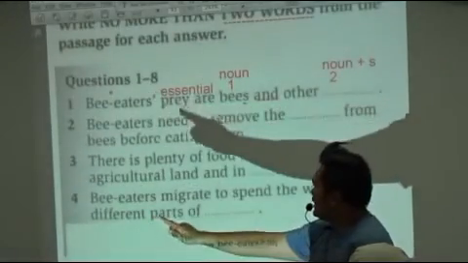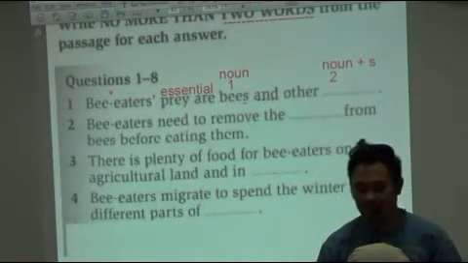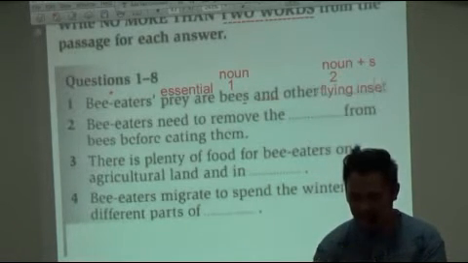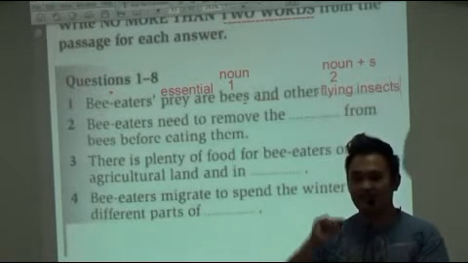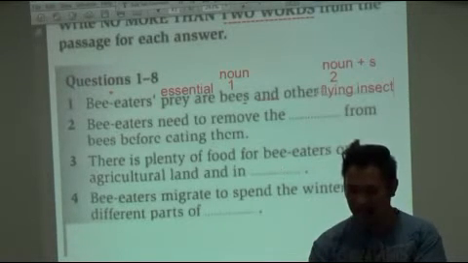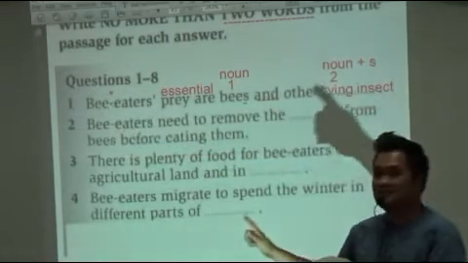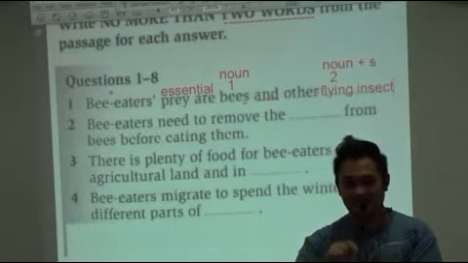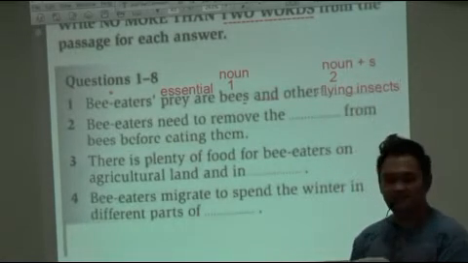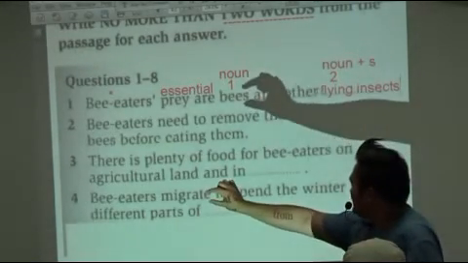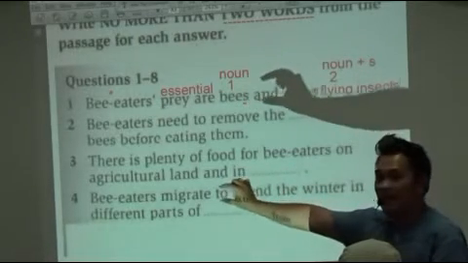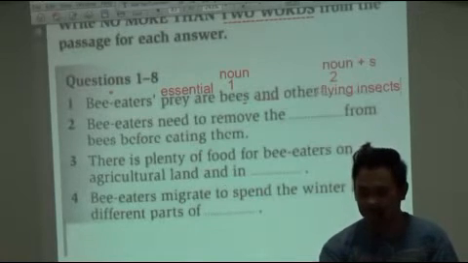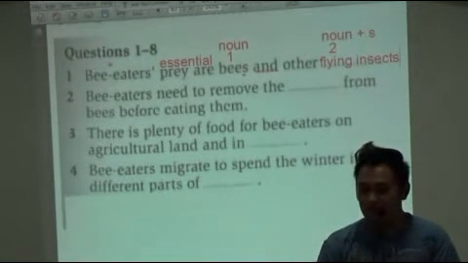Bee eaters prey are bees and other. When you write down the answer, flying insect. S is very important. If you forget S, the grammar of the sentence is wrong. That is considered wrong in the test. So put S. How do we know? S. S. And parallel. Everybody say parallel. Good.